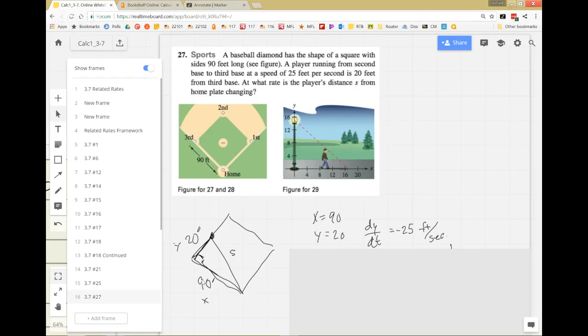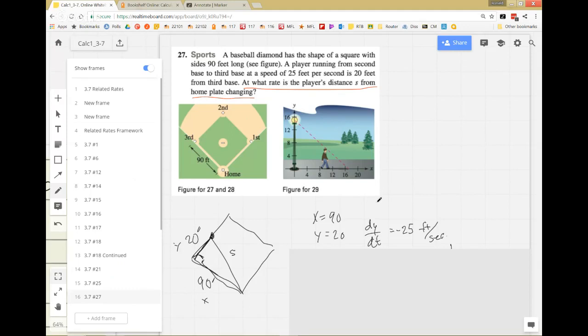Here's the diamond. They got 90 feet. He's at this 20-foot mark right here. And S is the distance that he actually is from home plate at the moment. The reason that comes up is the last question, where it says, at what rate is the player's distance from home plate changing? So as he's running, S is getting smaller. What rate? So here's a summary of what we're given. Oh, and I need to put what we're trying to find.